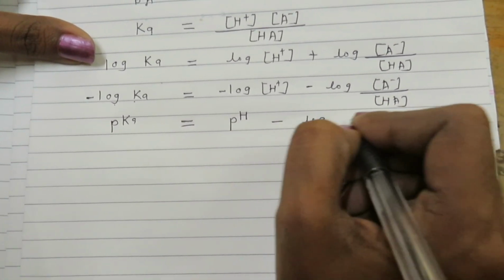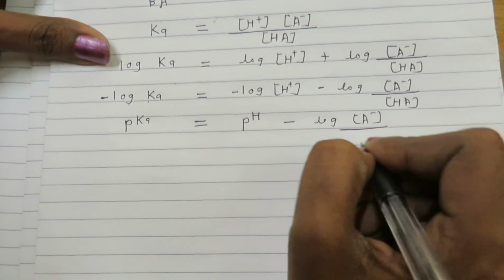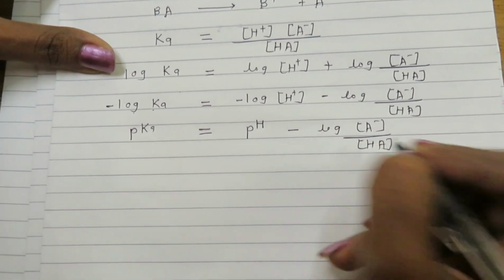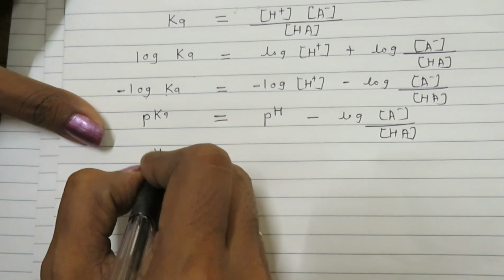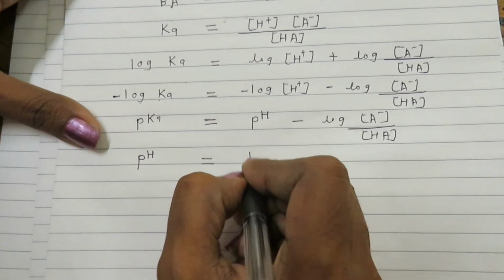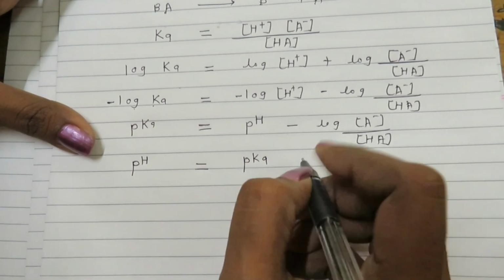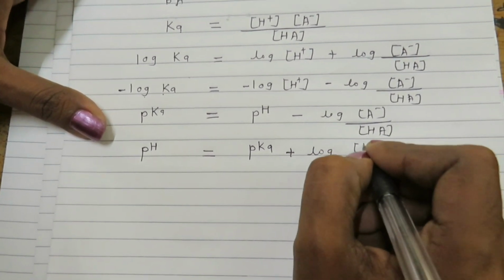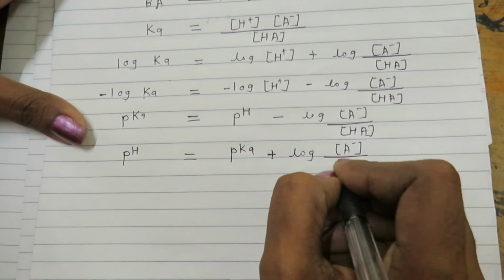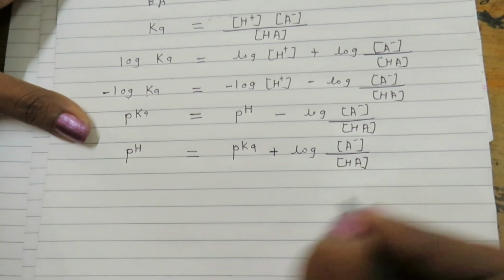This will remain as it is, A minus upon HA. So we will rearrange this equation for pH. We will get pH is equal to pKa plus log of concentration of A minus upon concentration of HA.